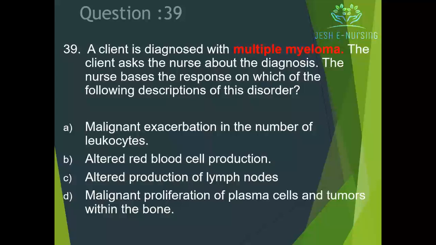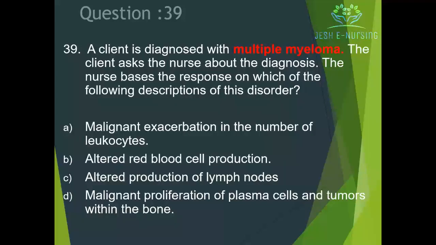The next question, a client is diagnosed with multiple myeloma. The client asks the nurse about the diagnosis. The nurse bases the responses on which of the following descriptions of this disorder? Answer is malignant proliferation of plasma cells and tumors within the bone. In the previous video we have seen what is multiple myeloma, how it affects, and what symptoms will be present. All those we have seen.